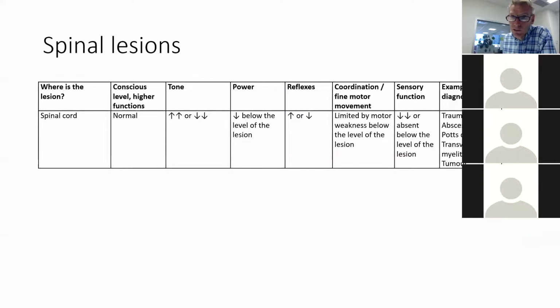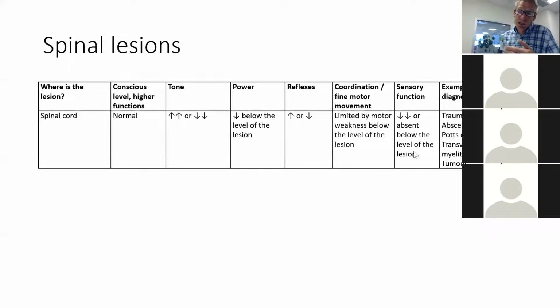So the point is, if you've got a child with new onset of difficulty walking, then think about where the lesion is. It won't always be a spinal cord lesion. It might be something else completely. It might be at another level. But if you've got a spinal cord lesion, then, as I said, the conscious state is usually normal. The tone is usually increased, sometimes decreased, but usually increased below the lesion. The power will be decreased below the lesion. The reflexes are usually increased below the lesion. The coordination will be limited mostly by the lack of motor power the child has. And the sensory function is often decreased or absent below the level of the lesion.